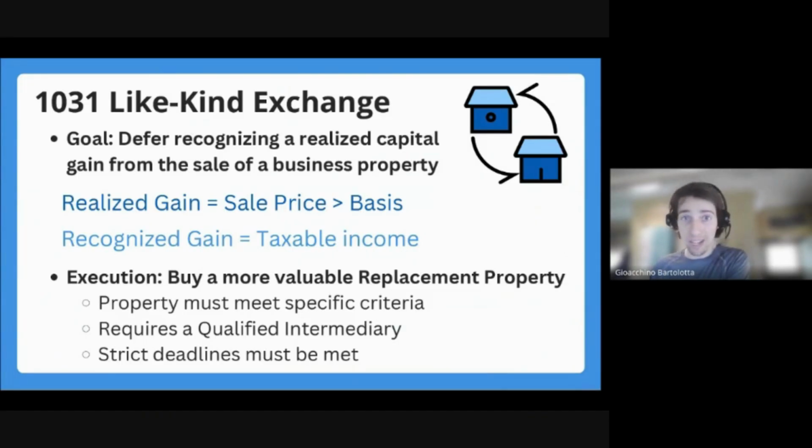So it's key to essentially take a magnifying glass and look at, okay, what is the property that we're selling? What is the composition from a tax standpoint? What is the basis and fair market value of these different buckets? And then you have to look at the new replacement property and see if it matches up at least with that, so that you don't recognize any taxable boot, which is the major pitfall of these 1031 like kind exchanges.